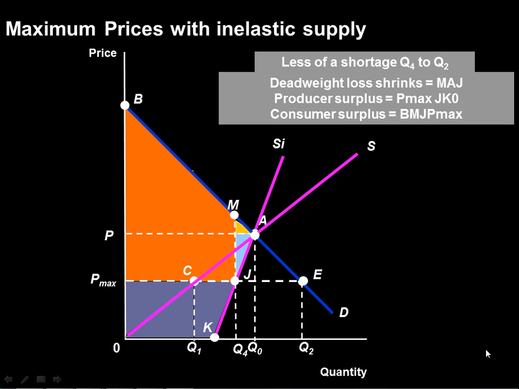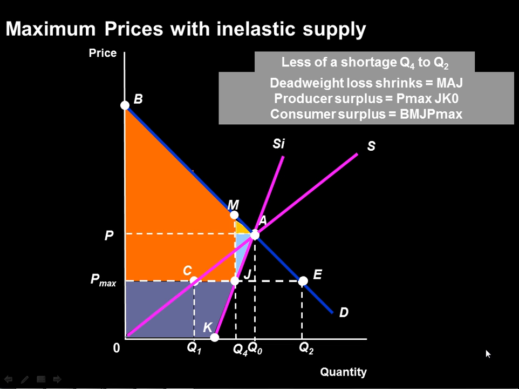So what happens then? Well, let's just compare the two supply curves. If you look at the supply curve S, the more elastic supply curve, there we had, when we had a maximum price, the shortage was Q1, Q2. But with a more inelastic supply, then the shortage has now shrunk to Q4, Q2. So there's still a shortage, but it's a lot less. The producer surplus is also larger than would be the case when we had supply curve S. Remember, when we had supply curve S and the maximum price, the rent control, then the producer surplus was P max C0. But now the producer surplus with this more inelastic supply is actually bigger. It's P max J K0.